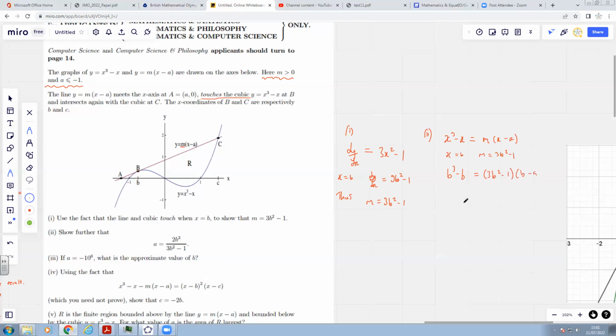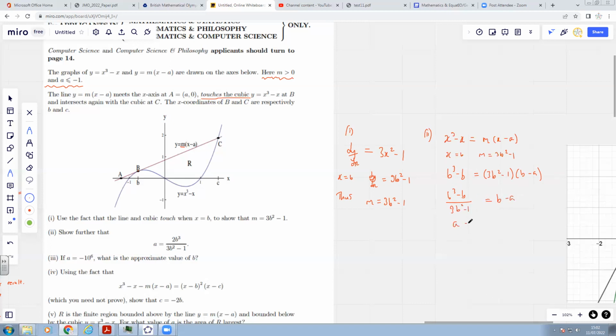And now I'm just going to turn this into the answer. Now, they wanted this in terms of a equals. So I'm going to write this as b cubed minus b over 3b squared minus 1 equals b minus a.